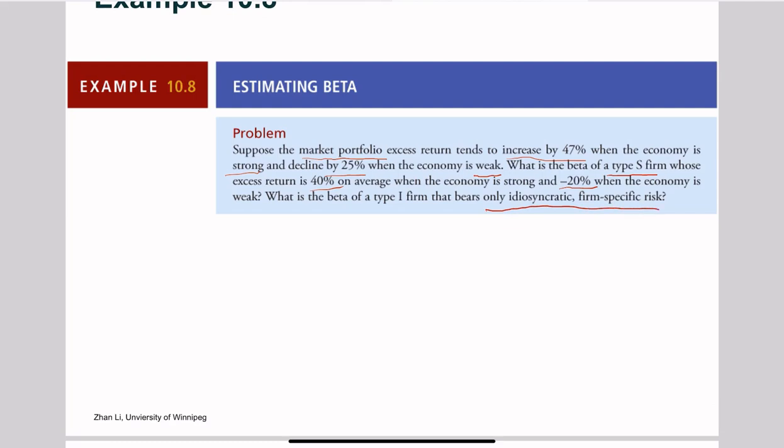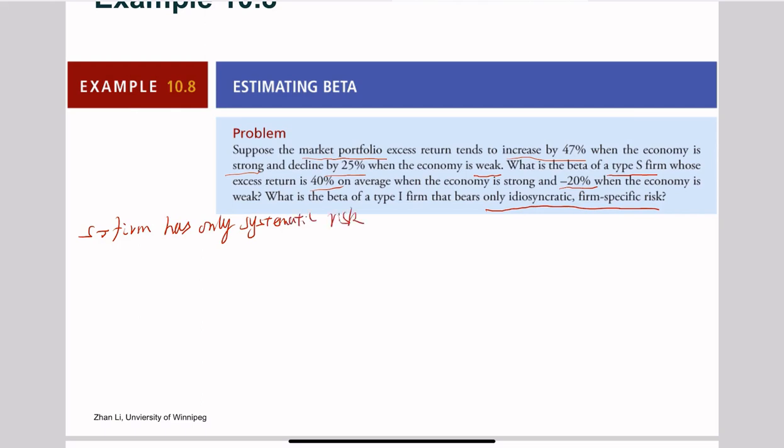Okay, you might have forgotten what is a type S firm. It's a fictional theoretical type of firm we talked about in the first two classes, I think. So basically, type S firm contains only systematic risk. Right? So let me write it down here. So S firm has only systematic risk.